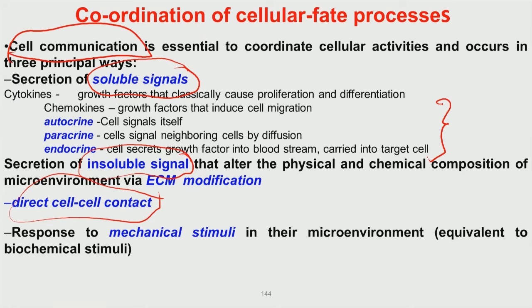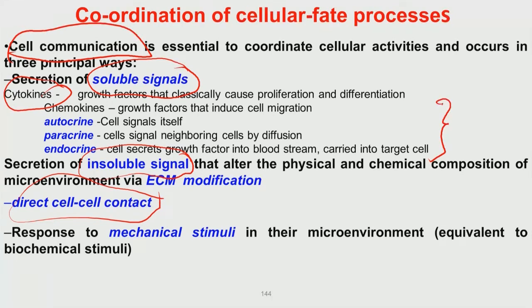So, soluble signals means like cytokines, like growth factors. So, therefore, one has to explain what growth factors are also. Growth factors are extremely small protein molecules which can stimulate certain cell fate processes like proliferation and so on. So, these small protein molecules means their molecular weight can be a few kilodalton. Chemokines are one of the growth factors that induce cell migration. Cytokines are one of the growth factors that classically cause proliferation and differentiation.